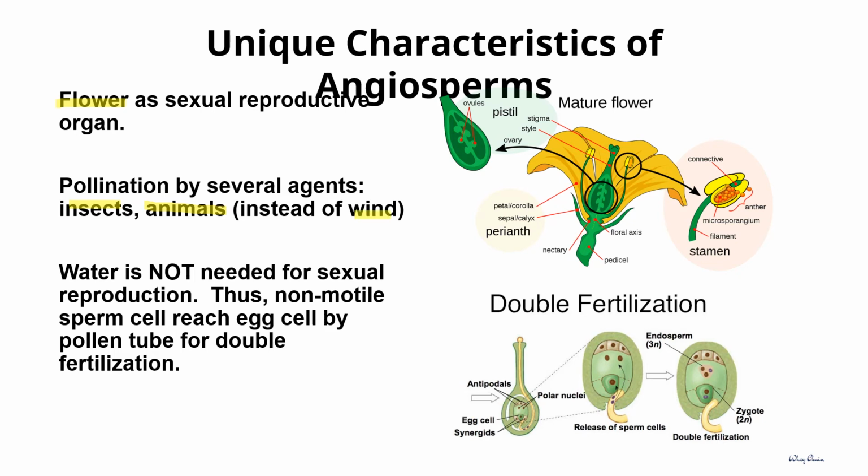as wind or water. No matter how, water is not the main medium for sexual reproduction because the sperms are non-motile. They will reach the egg cell with the formation of the pollen tube. And for the Anthophyta, double fertilization is one of the unique characteristics that can be observed.